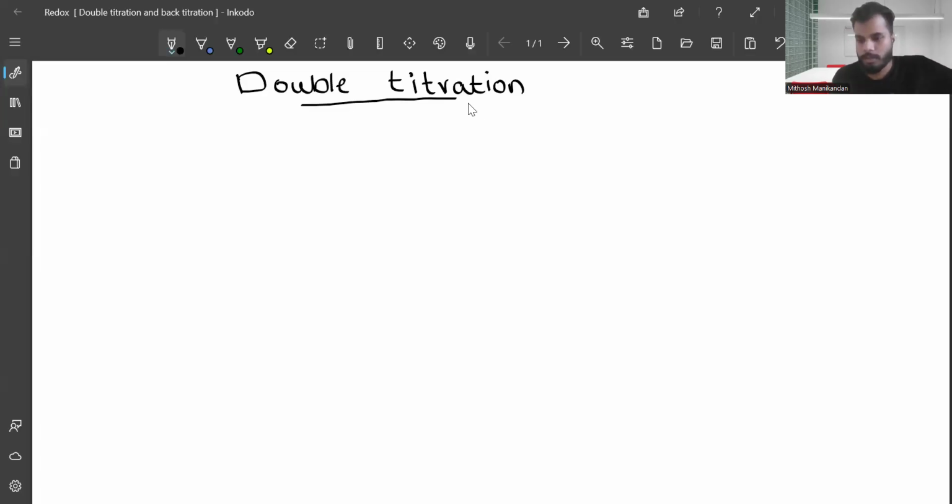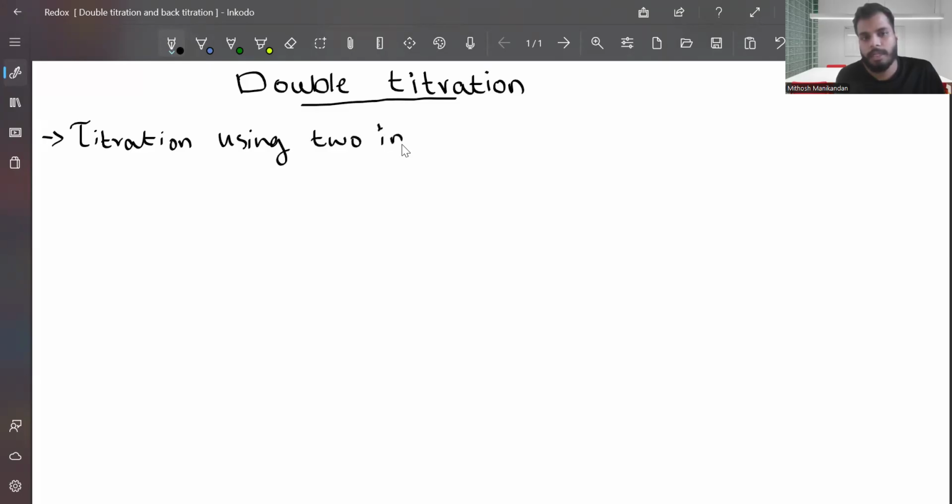Okay, so without wasting much time, what is double titration? The term is double. Double titration is basically titration, and I'm assuming that you already know very well about titration, both redox and acid-base titration. So, titration using two indicators, double, right? Two indicators. So we will discuss this double titration.